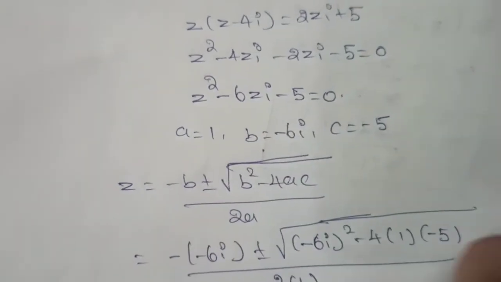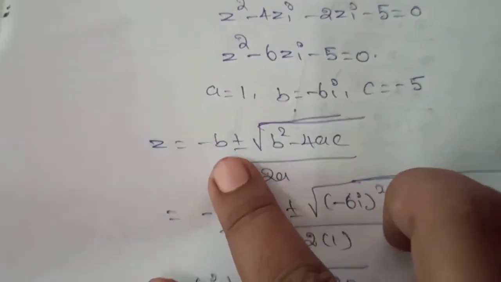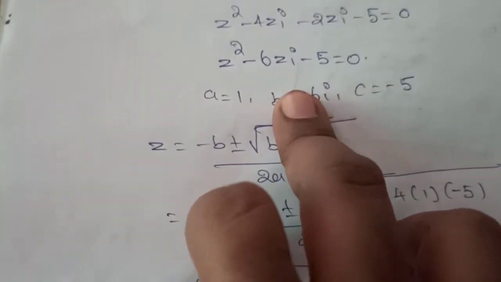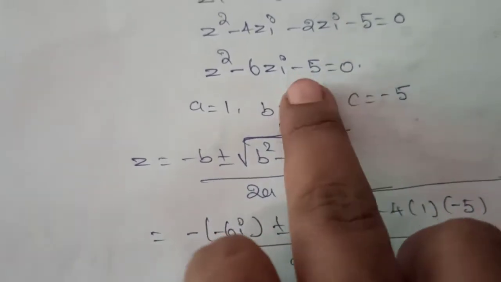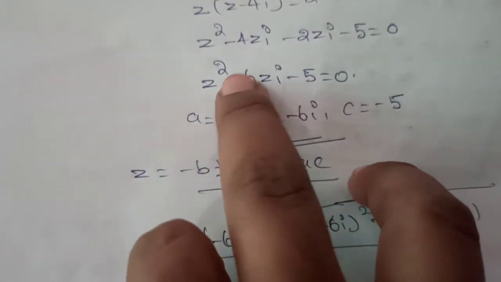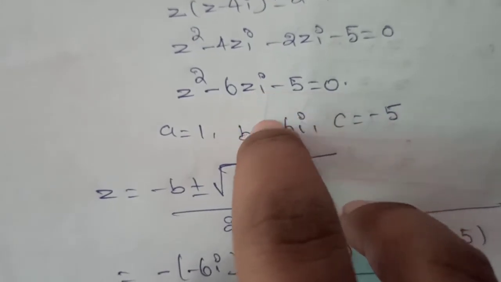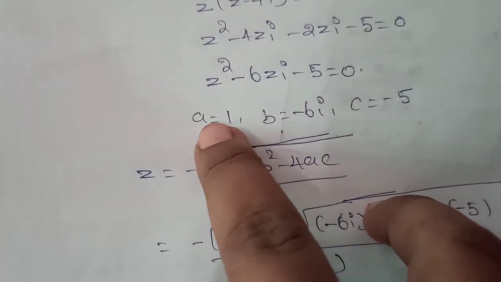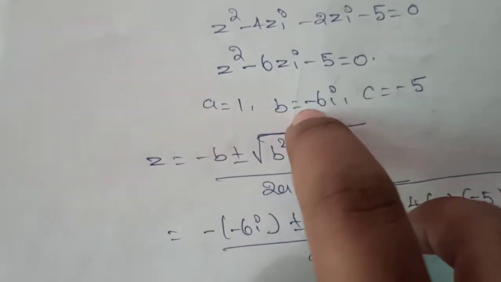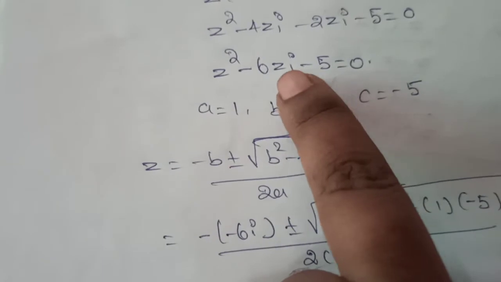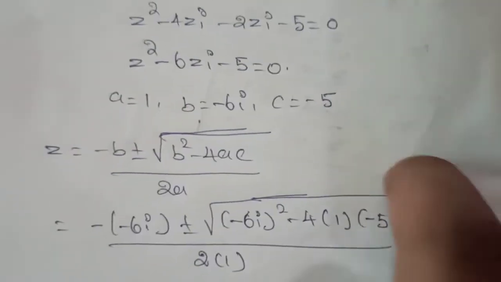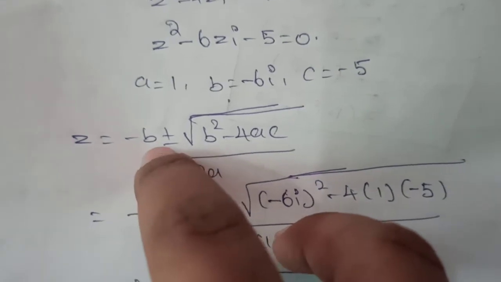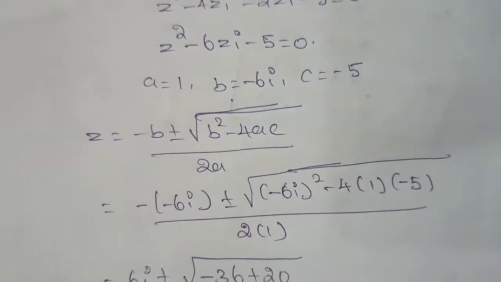So we can find the roots using a formula. This problem is based on the second order equation ax square plus bx plus c equal to 0. Comparing this equation, the z square coefficient is the a value, so a equal to 1. The z coefficient is the b value, so b equal to minus 6i. The constant is the c value, c equal to minus 5. By using the formula z equal to minus b plus or minus root of b square minus 4ac, divided by 2a.